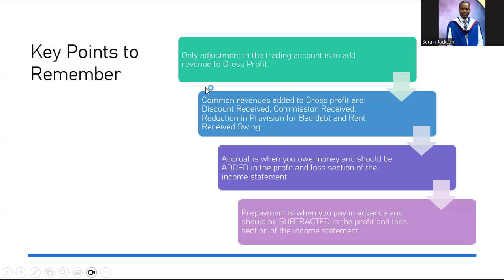So let's look at these key points. What you need to remember when you're adjusting the income statement is that nothing really changes from the start of the trading account. Nothing really changes.